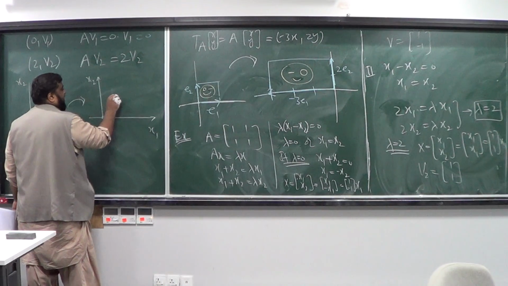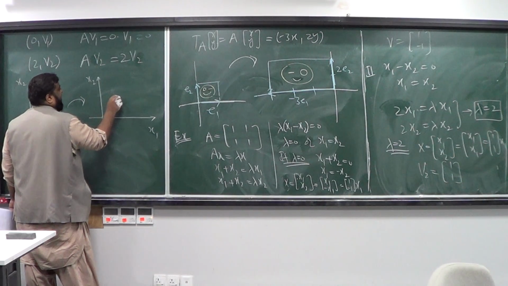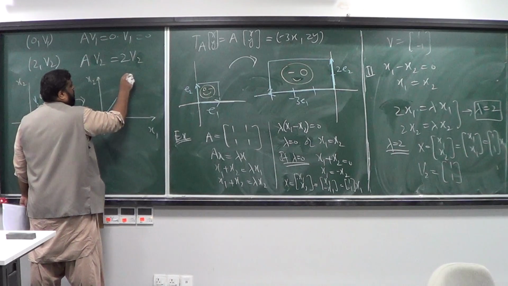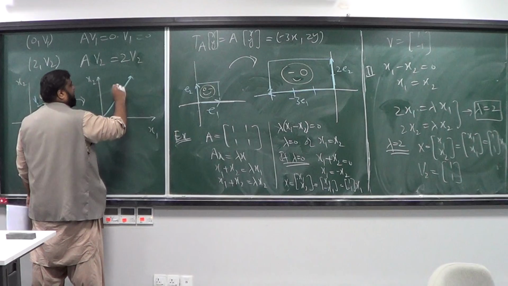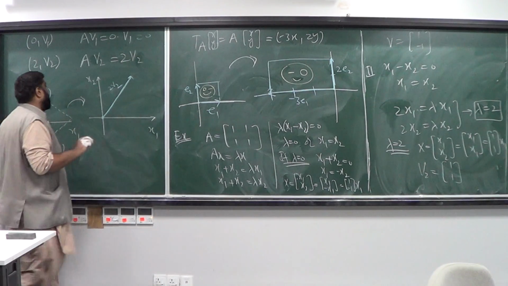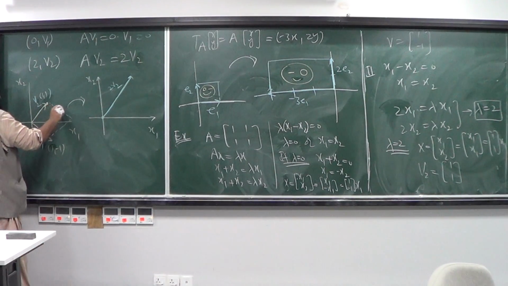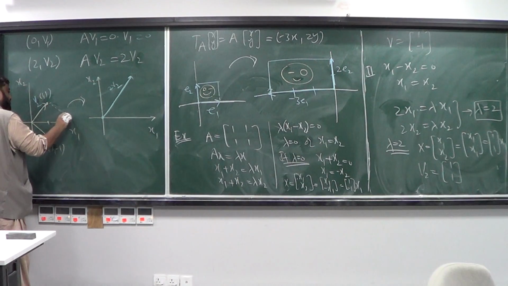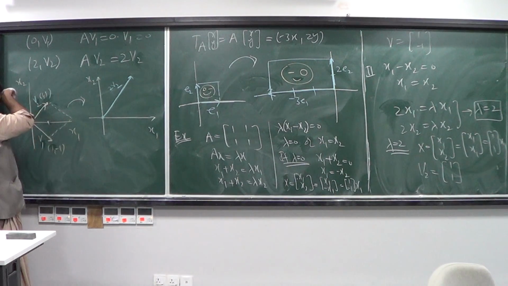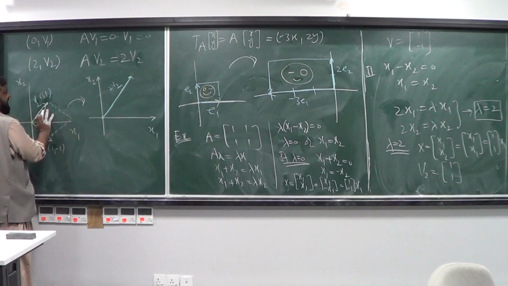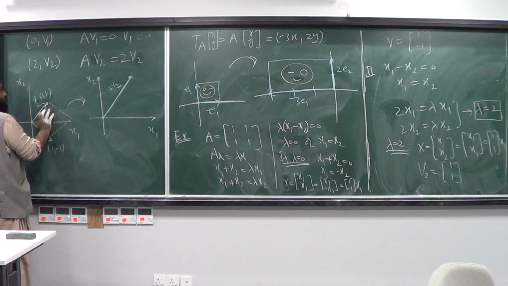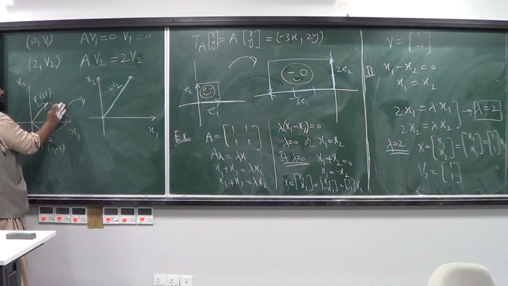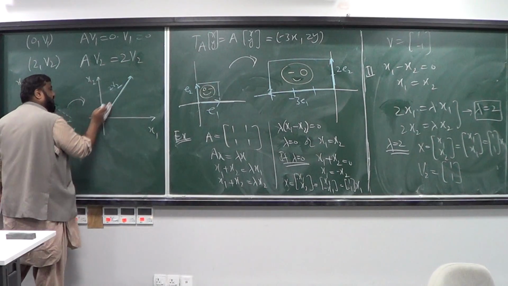So if this is, say, (1, 1), it goes up to (2, 2). So this is really the vector 2v2. So what happens with this rectangular region? When you apply the transformation A to it, this entire region is being projected or transformed into this vector.